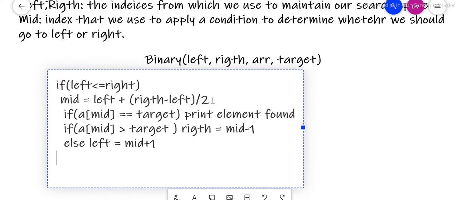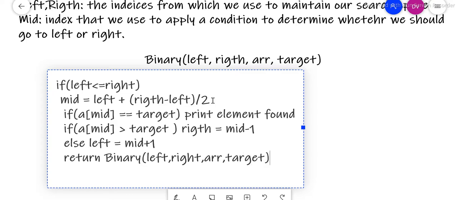Okay, and then we will again call the function return binary, left, comma, right, comma, array, comma, target. And this is all.